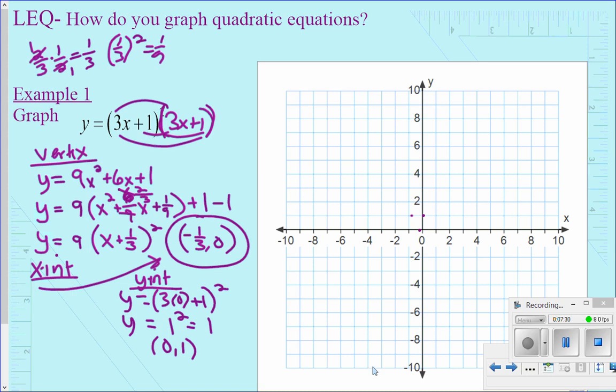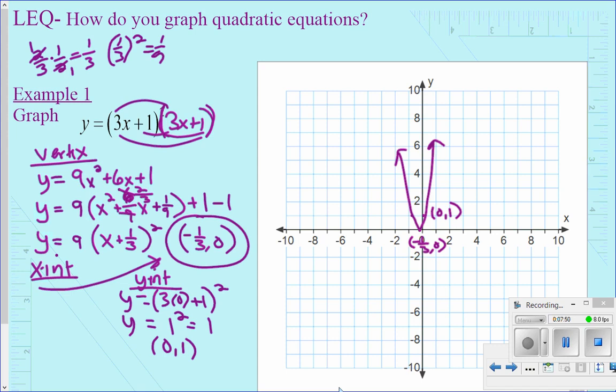That point, negative 2/3, comma 1. And that's going to be the mirror image. So now I have my 3 points that I can graph the parabola, label the vertex, negative 1/3, 0, and the y-intercept is 0, 1, and there's a good graph.